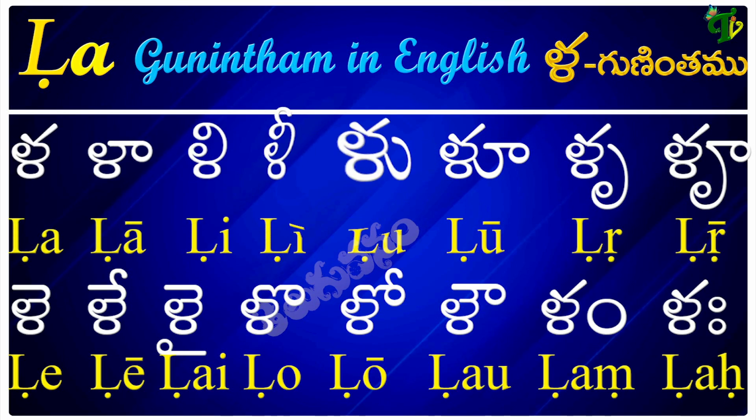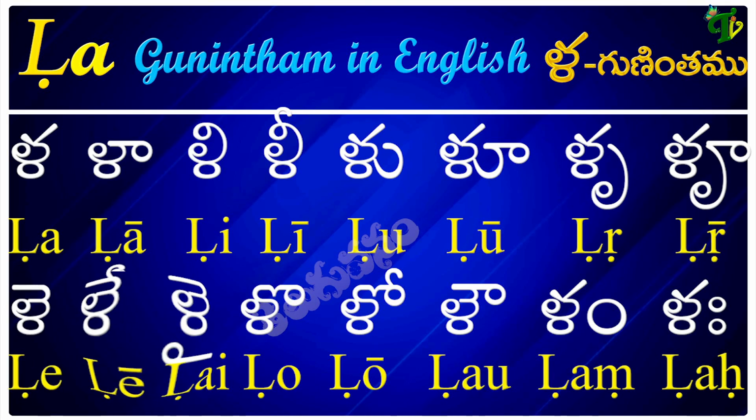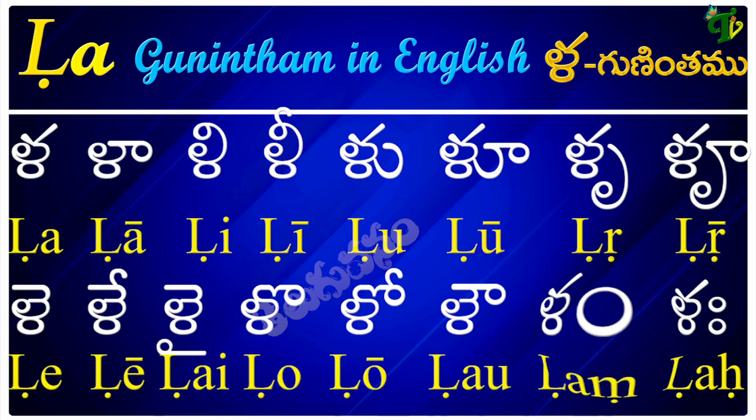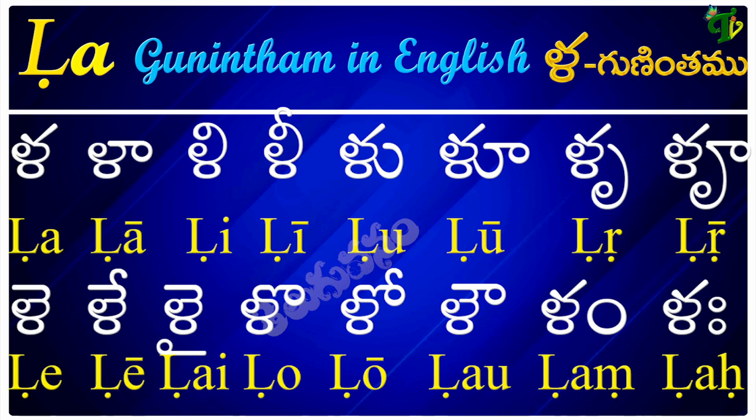Ḷa, Ḷa, Ḷī, Ḷī, Ḷū, Ḷū, Ḷū, Ḷū. Ḷī, Ḷī, Ḷai, Ḷō, Ḷō, Ḷau. Ḷam, Ḷaḥ. Ḷa, Ḷa, Ḷī, Ḷī, Ḷū, Ḷū, Ḷū, Ḷū. Ḷī, Ḷī.